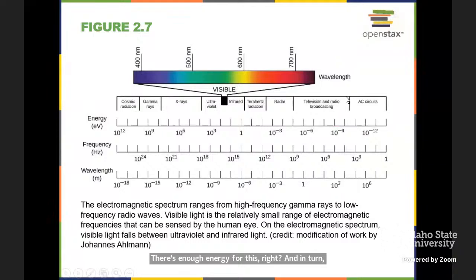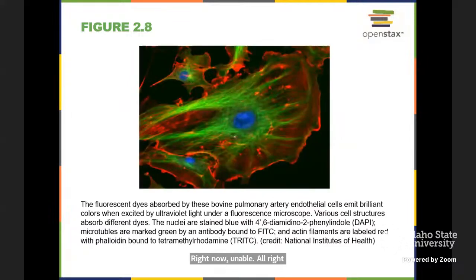As we move to the opposite end, lower, the waves are much farther apart as we get down this way, all right? But this little teeny bit, this is what we can actually perceive, all right? Leaving the rest right now unable, all right? Interesting.